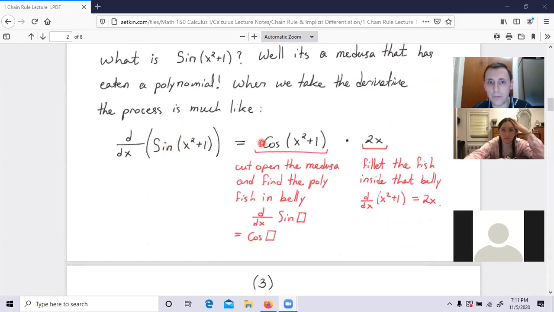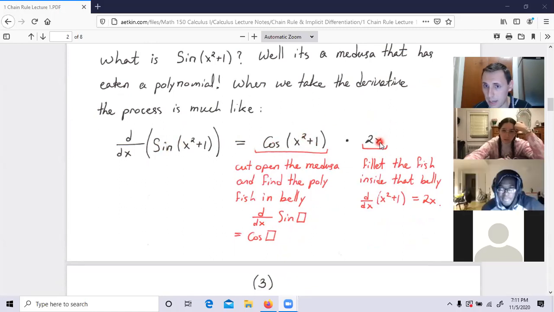is I'm going to fillet the outer fish and then, oh my God, I find another one and I'm filleting the inner fish. You understand? Fillet the outer fish, then fillet the inner fish. Filleting in this case means differentiation. For the vegetarians out there, you can imagine peeling an onion.